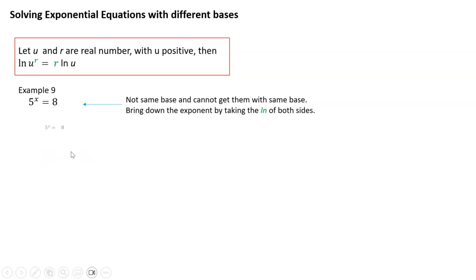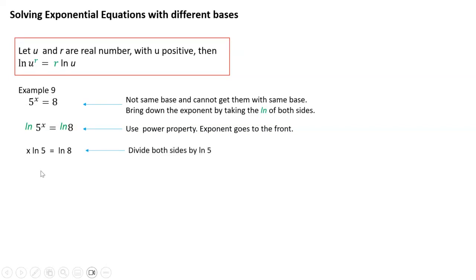Here, guys, we're going to apply the natural log to both sides of the equal sign. By the exponent property rule, or the power rule, the exponent goes to the front. Then we divide both sides by the ln of 5, and we plug into the calculator. So this is my solution, approximately 1.2920. Most of the times, they want you to round off to 4 places on your homework.